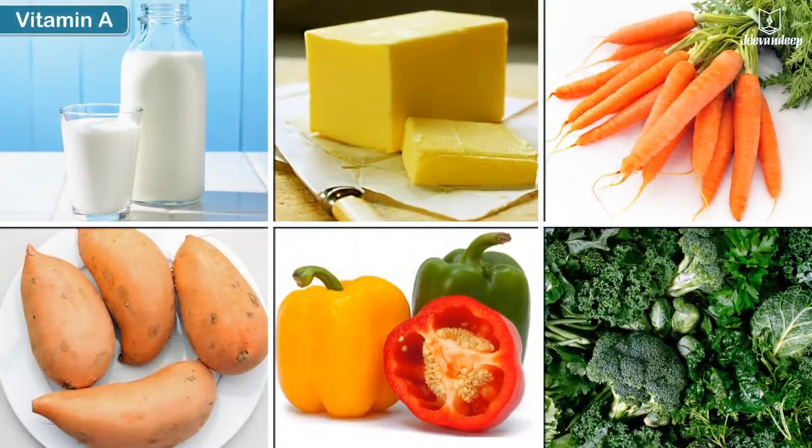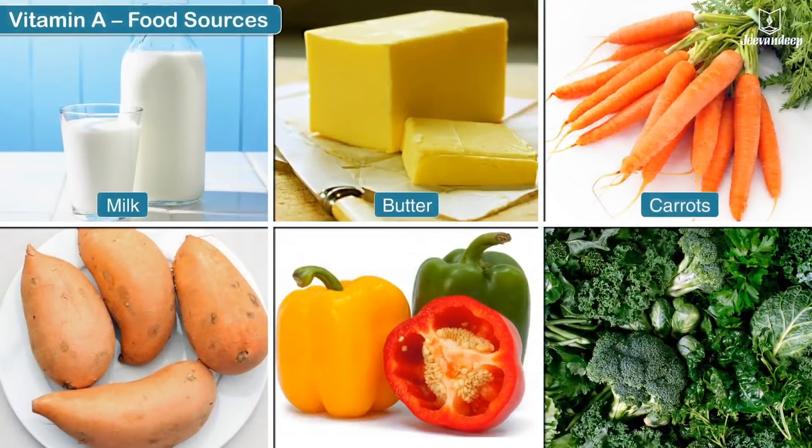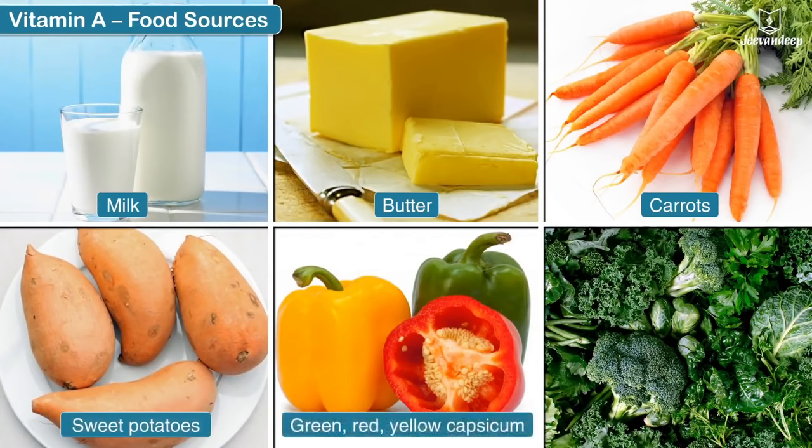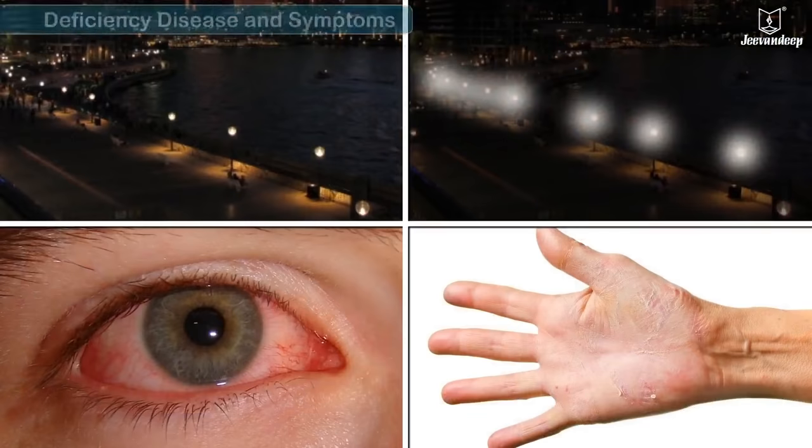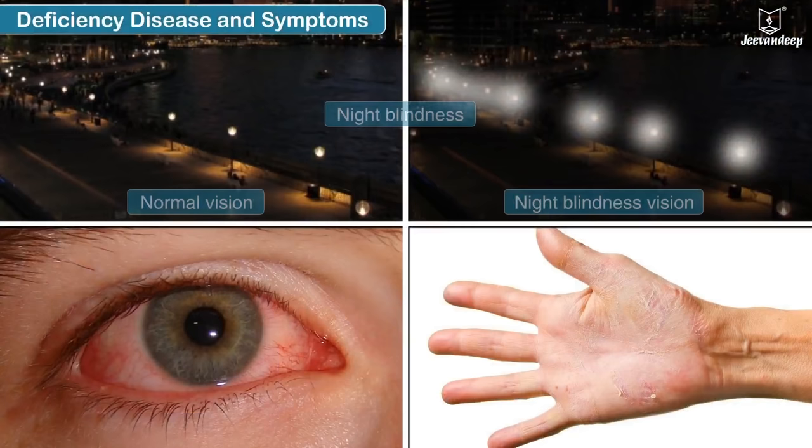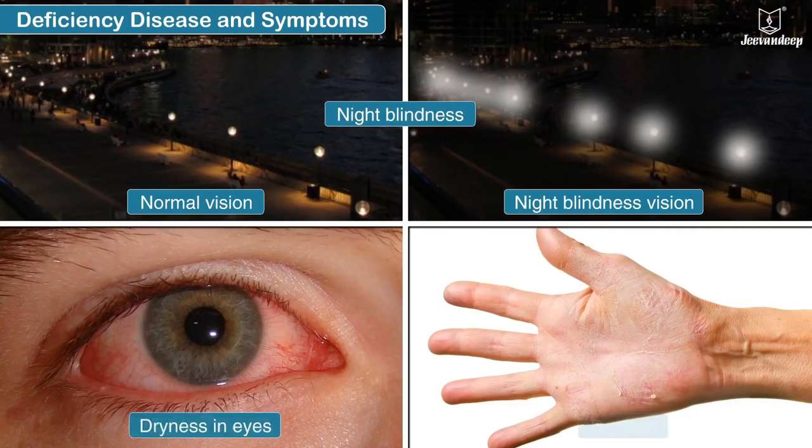Vitamin A. Food sources: milk, butter, carrots, sweet potatoes, green, red, and yellow capsicum, dark green leafy vegetables, etc. Deficiency disease and symptoms: night blindness, cannot see in dim light, dryness in eyes, dry skin.